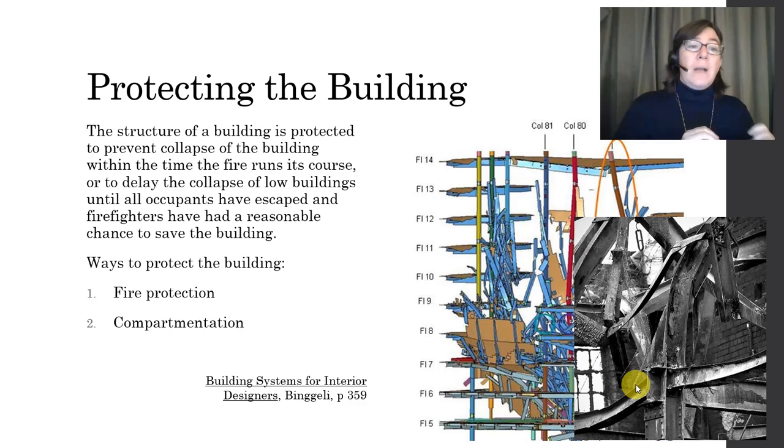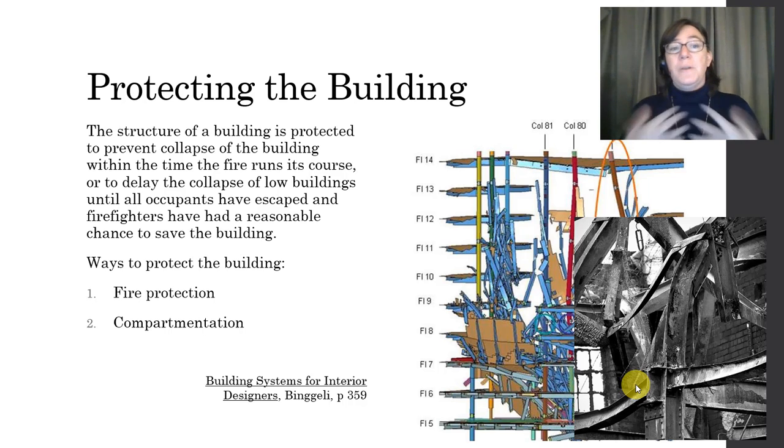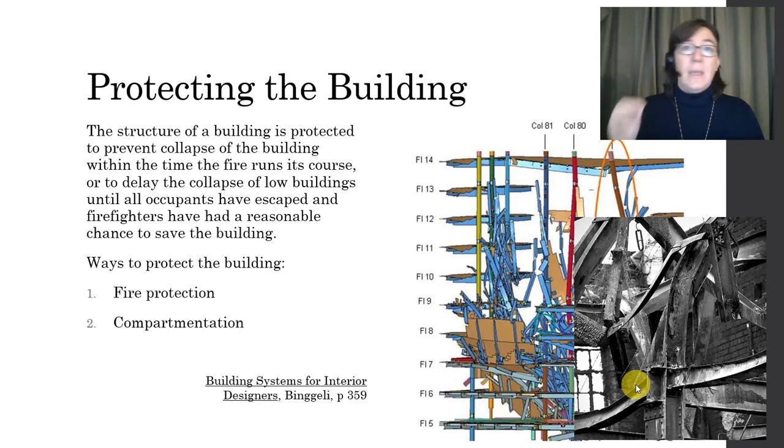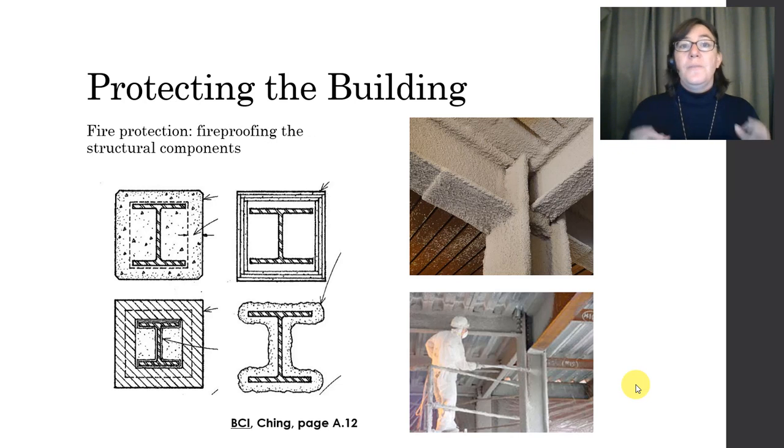So there are a couple of ways to protect the structure of the building, and one is specifically called fire protection, and the other one is called compartmentation. So first of all, we protect or fireproof the structural components of your building. And there's a couple different ways to do it. Shown here are a couple different ways to protect a steel column. A column is one of the most important structural elements to protect.